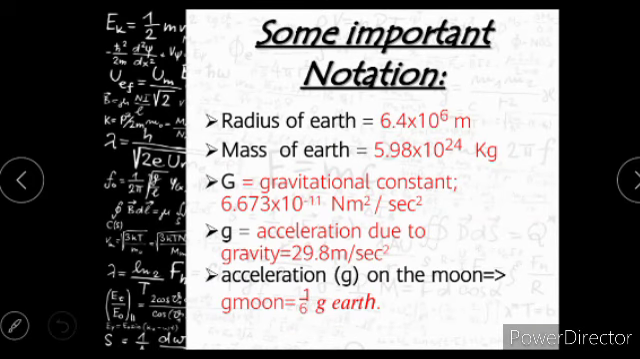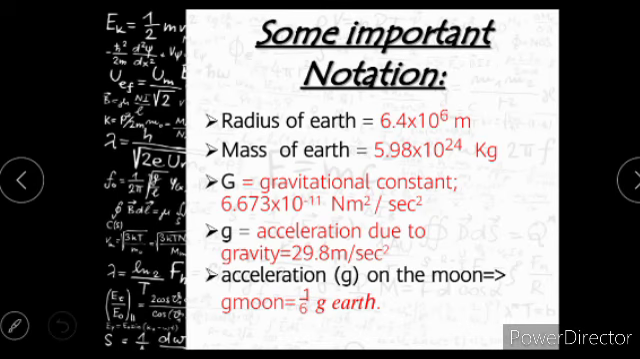Now these are some important notations. You can write them down. The radius of earth is 6.4 × 10^6 meter. Mass of earth is 5.98 × 10^24 kg. Gravitational constant, that is capital G, equals 6.673 × 10^-11 Newton meter square per second square.